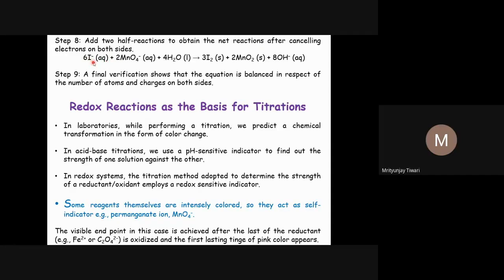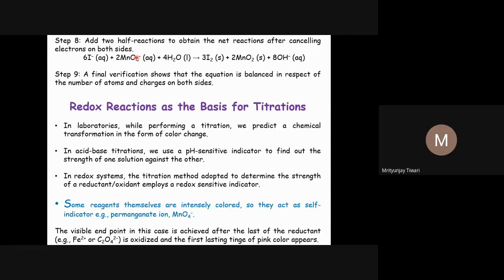That means 6 moles of iodide is present, and at that time the 2 moles of permanganate ions are also there in the solution. While you are doing this reaction step by step in a titration, we add one reagent drop by drop or step by step.